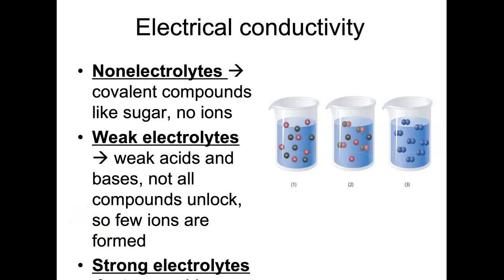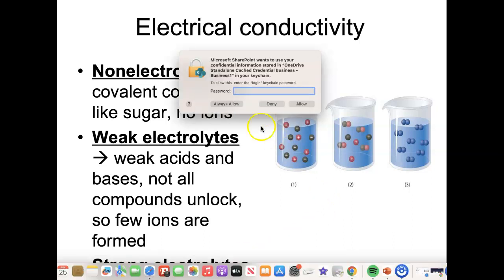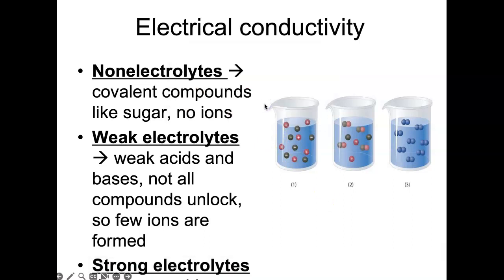Now, some ionic compounds form strong electrolytes, like you see in picture 1. All the ions have come detached. Others form weak electrolytes, like you see in number 2. Only some of the ions become detached, and we're going to see that in our next unit when we do acids and bases. And then covalent compounds do not form ions.